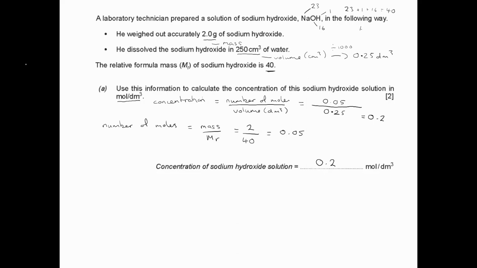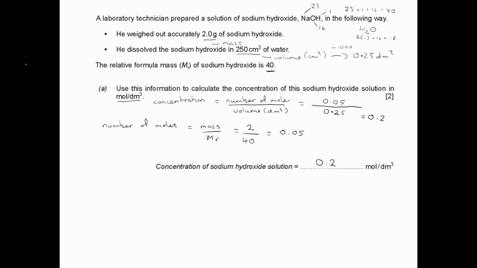And remember, if I had something like H2O, then that little number means I've got 2. So the relative formula mass of water would be 2 lots of 1 plus 16, which would be 18.